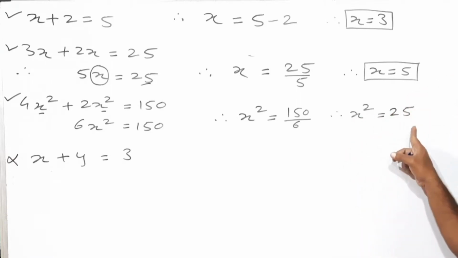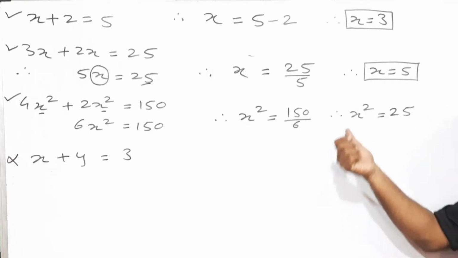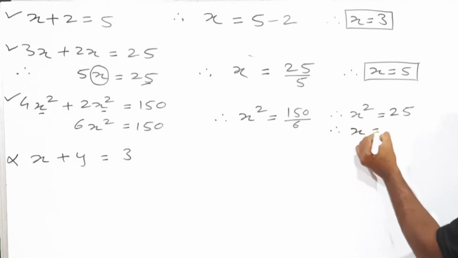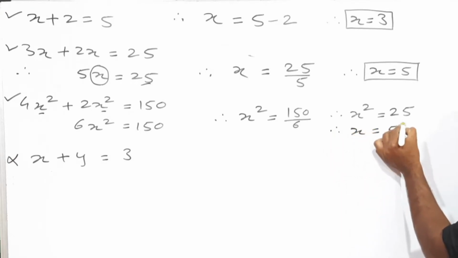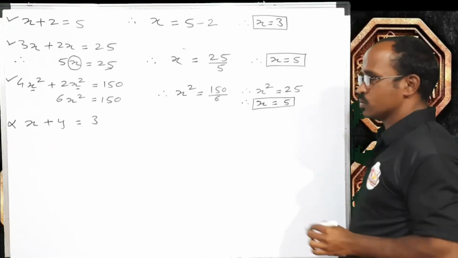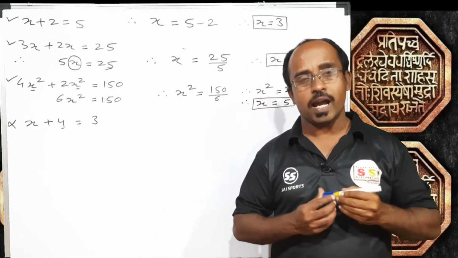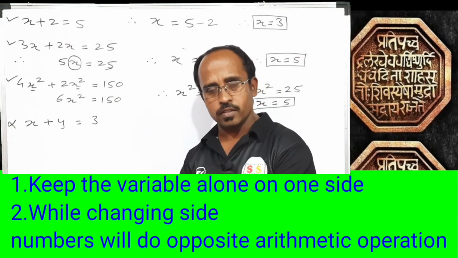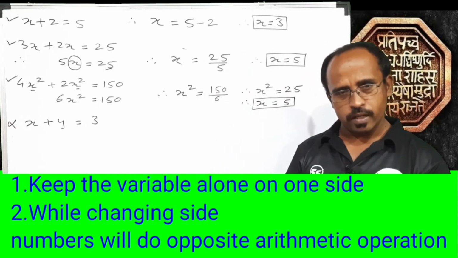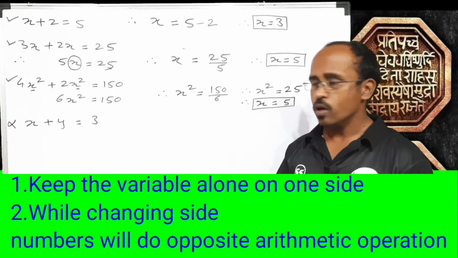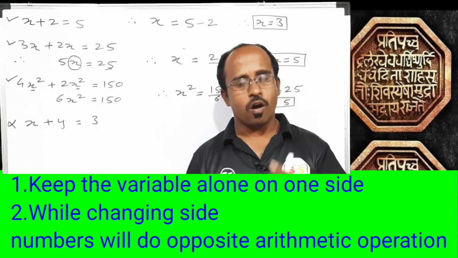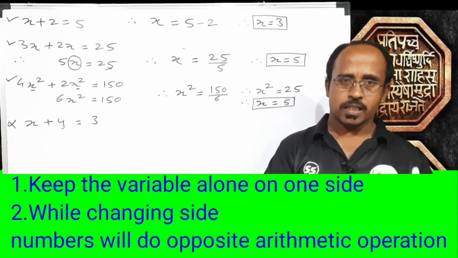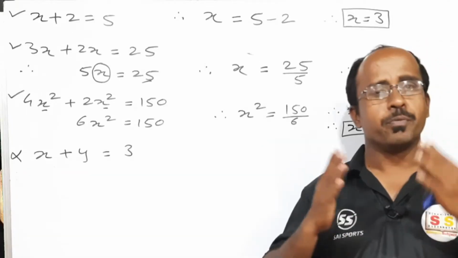X square is equal to 25. So what is the number which square is equal to 25? That is 5. Therefore we can say x is equal to 5. Clear, friends? So I hope you are getting the idea. The idea is keep the variable alone either on the left hand side or on the right hand side. And while keeping the variable alone, whatever number or terms will change the side, they will do opposite arithmetic operations. So let us see few more examples.